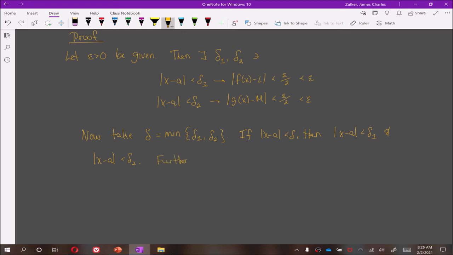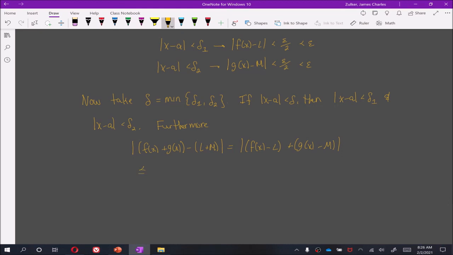Furthermore, if we look at this, the absolute value of f of x plus g of x minus L plus m. Well, we can regroup these however we want, so we can write f of x minus L plus g of x minus m. Now, we use the triangle inequality to say this is less than or equal to the absolute value of f of x minus L plus the absolute value of g of x minus m.